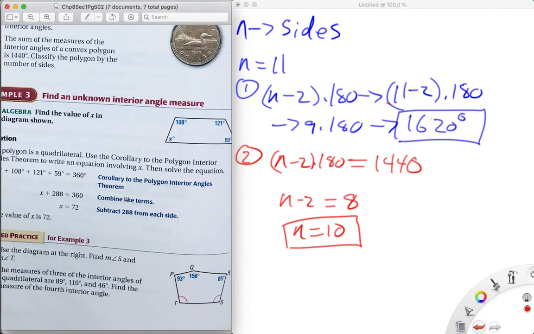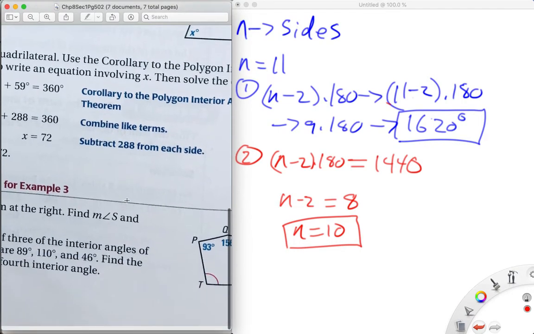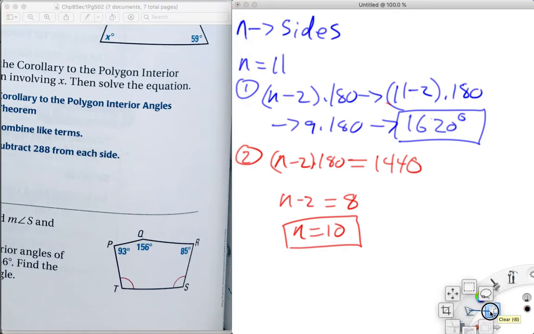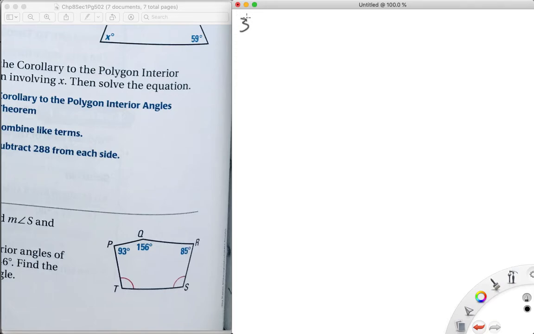We have this polygon here, and they want us to find the measure of T and S. We have 1, 2, 3, 4, 5 sides, so it's a pentagon. So for number 3, n is equal to 5. So I'll find the total of the interior angles by subtracting 2 from that, times 180. That's 3 triangles times 180, and I have a total of 540. After I get that, I have enough information to find T and S.